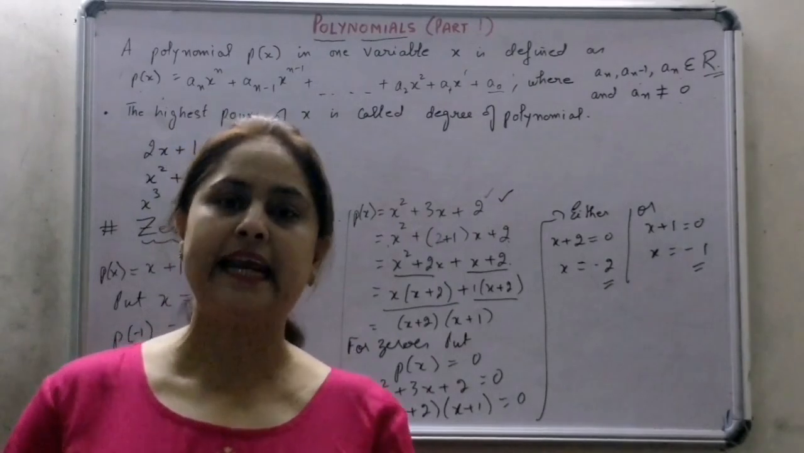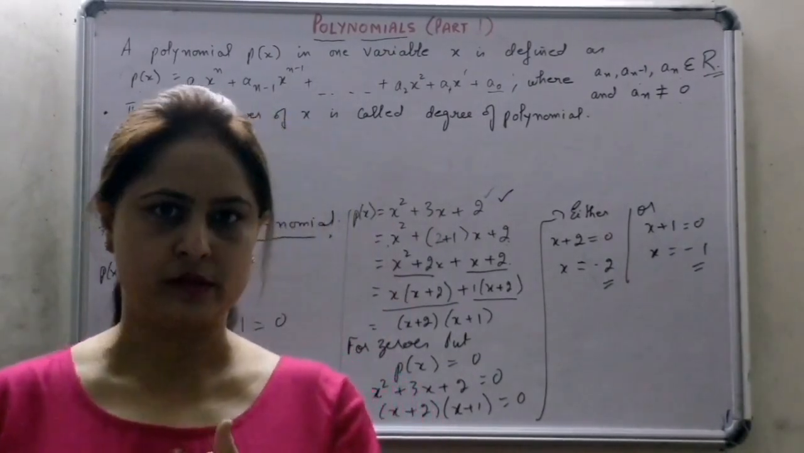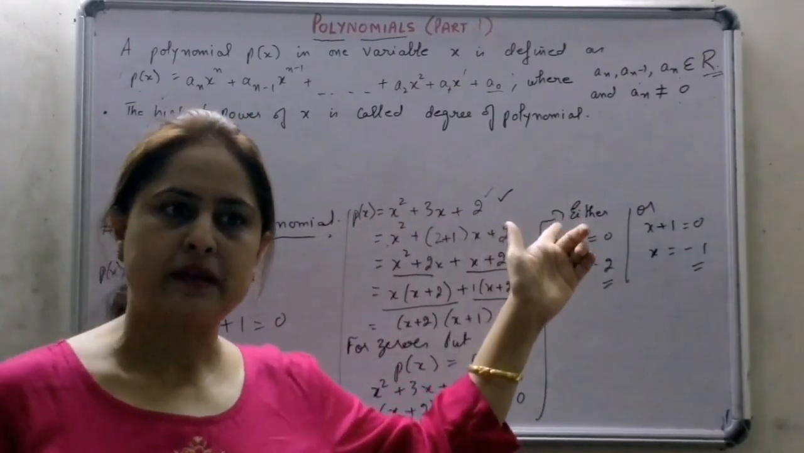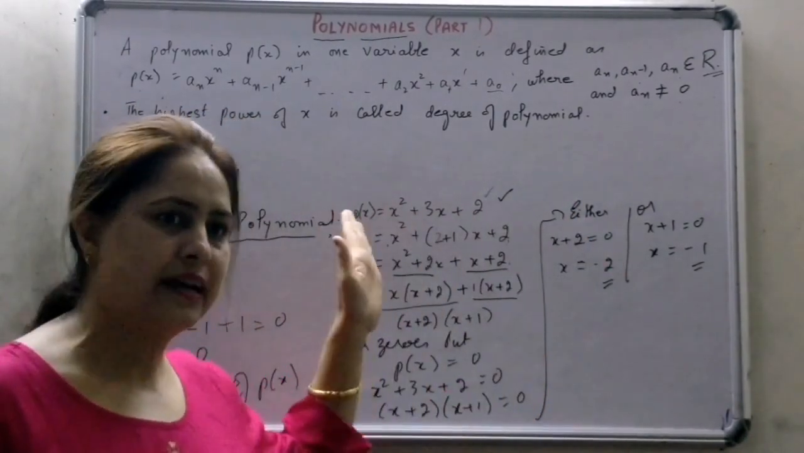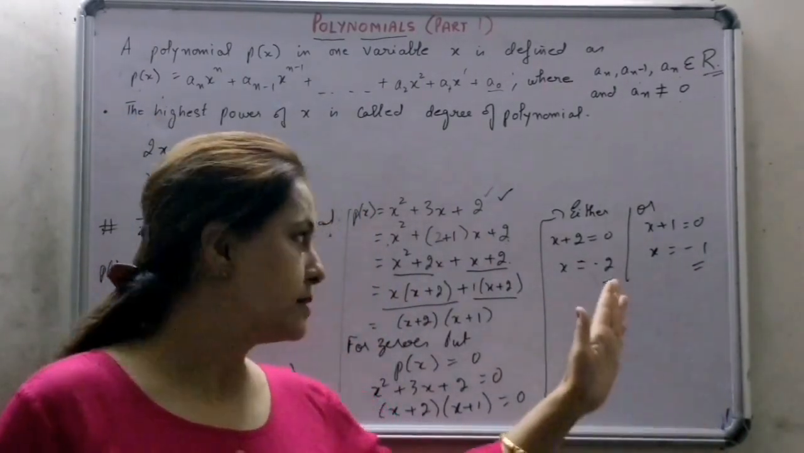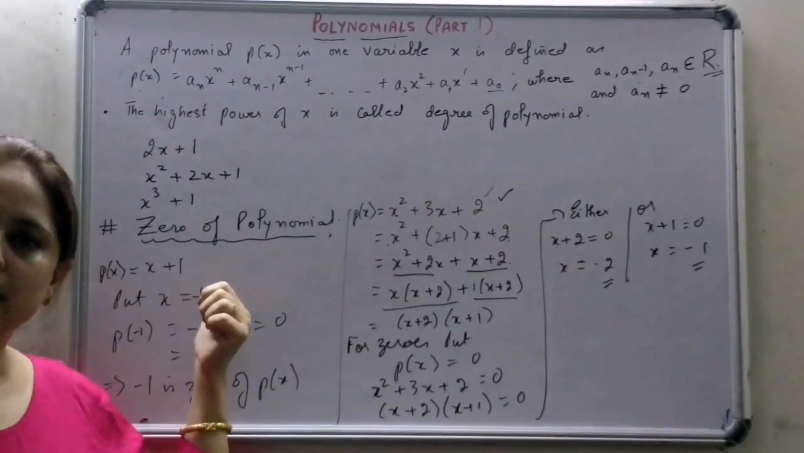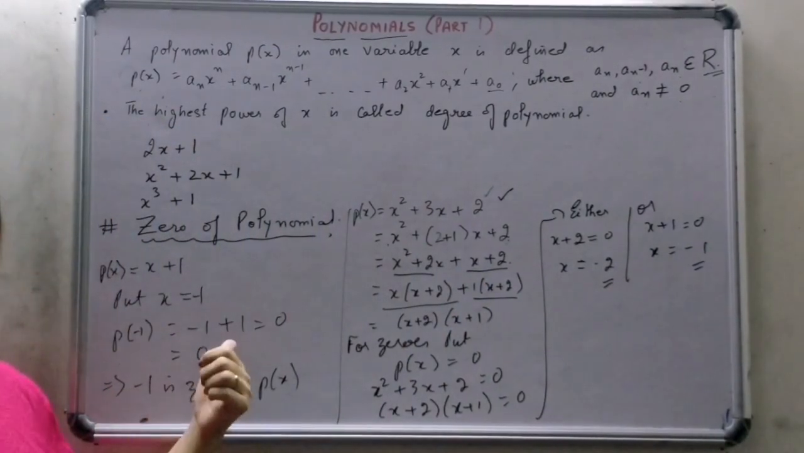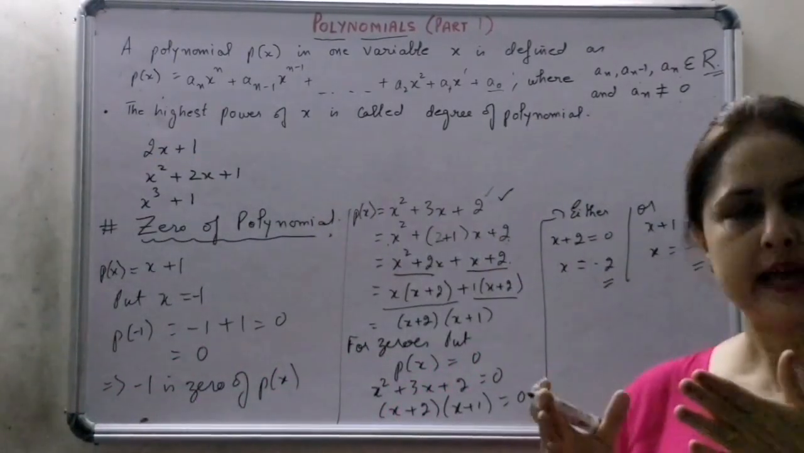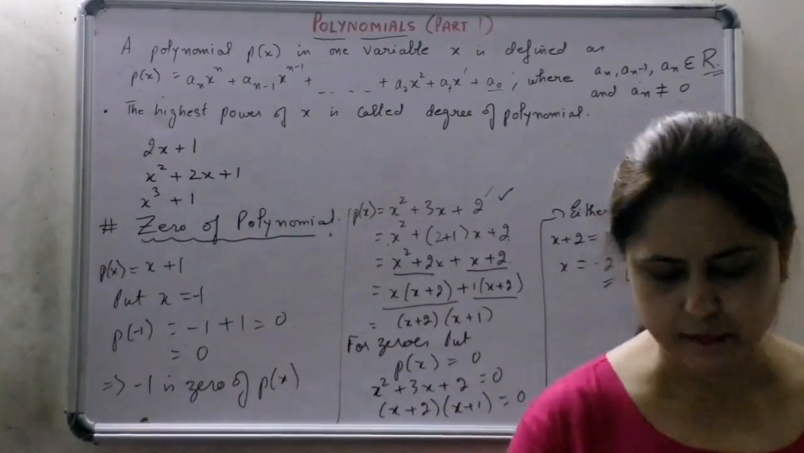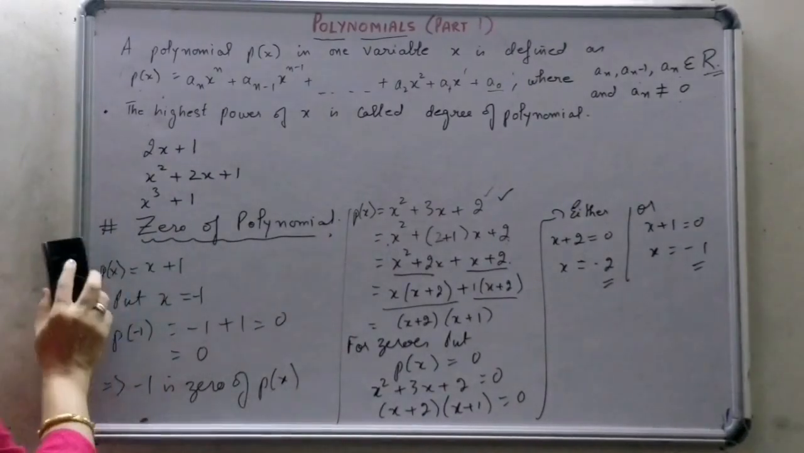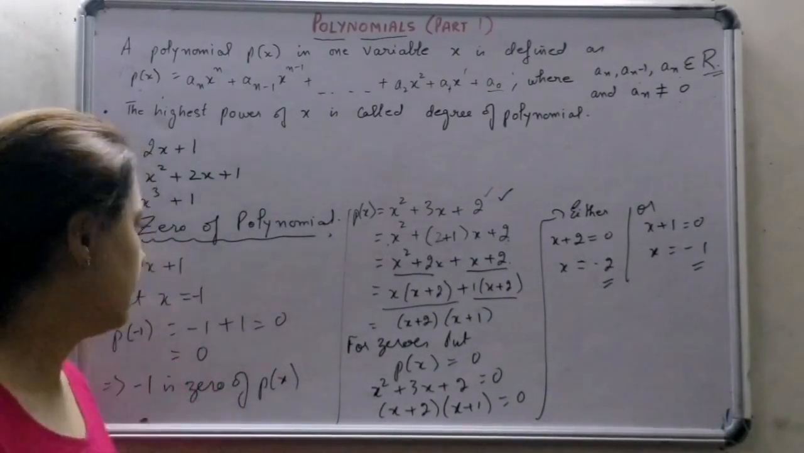Any polynomial of degree n can have a maximum of n zeros, and a minimum of 0. For example, this quadratic x squared plus 3x plus 2 has degree 2, so it can have a maximum of 2 zeros. Similarly, this was linear, so it has a maximum of 1 zero. The minimum number of zeros that any polynomial can have is 0. I'll take up another example of that after this. I'll just erase this part and show you with another example how the minimum number can be 0.